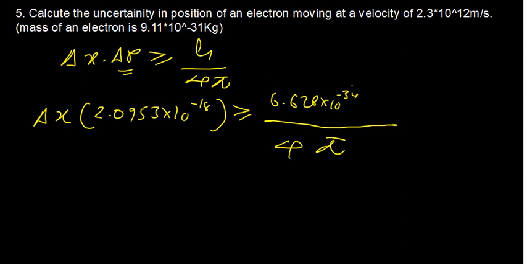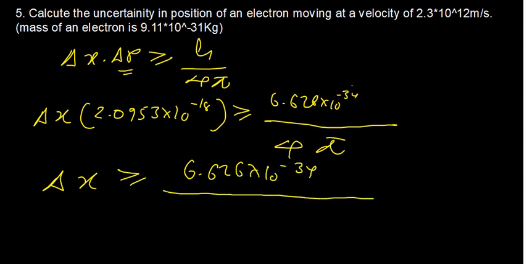To get the change in position, we divide by this number on both sides. The change in position will be greater than or equal to 6.626 times 10 to the power negative 34 over 4 pi times 2.0953 times 10 to the power negative 18.